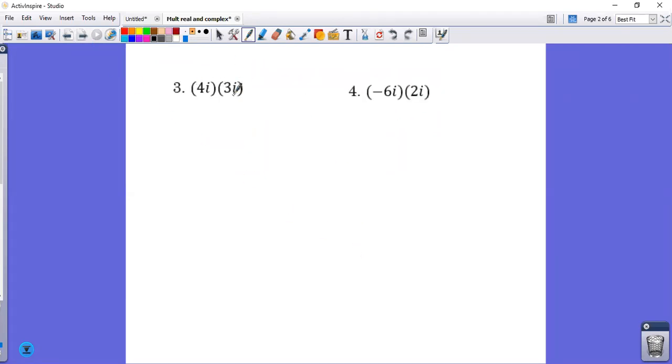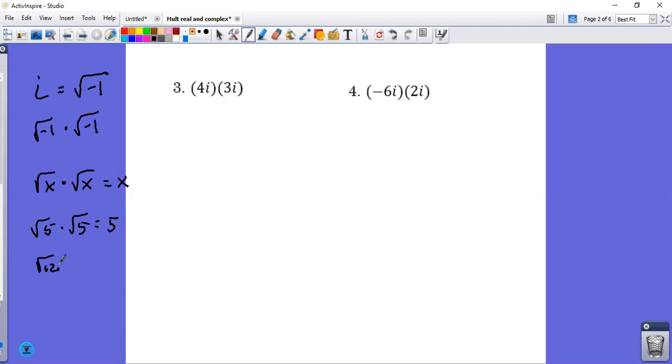But it's when you're multiplying i's, and you guys should probably already know this, but i is the square root of negative 1. So if you do i, the square root of negative 1, times the square root of negative 1, well, the rule is anytime you multiply two square roots that are the same, you get that number. The square root of 5 times the square root of 5 is 5. Square root of 12 times the square root of 12 is 12. So the square root of negative 1 times the square root of negative 1 is negative 1.